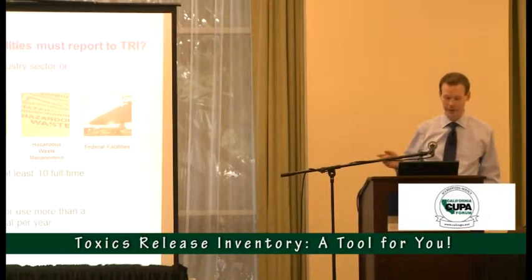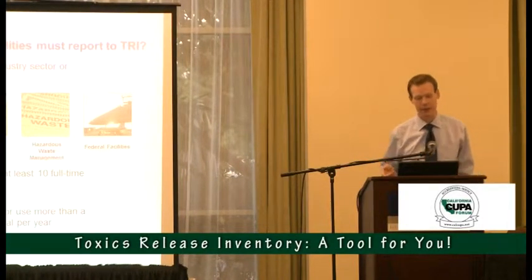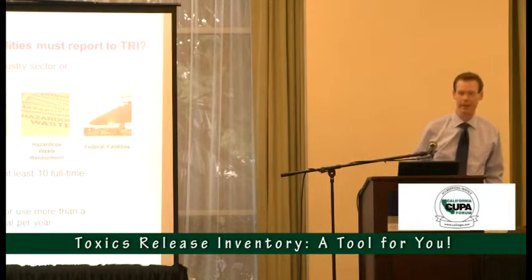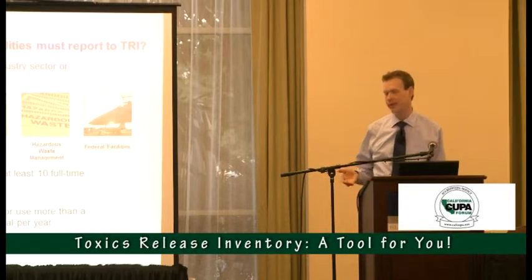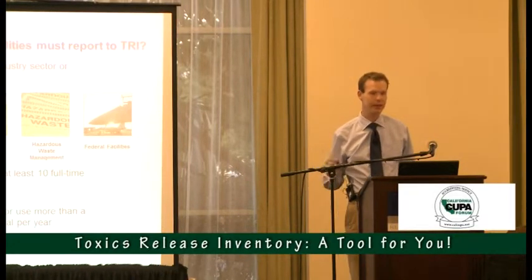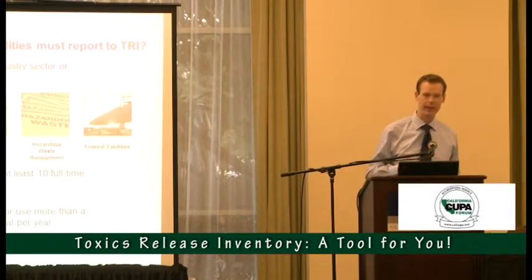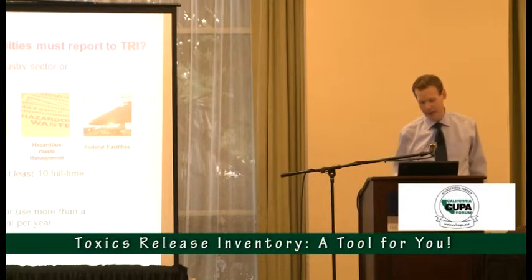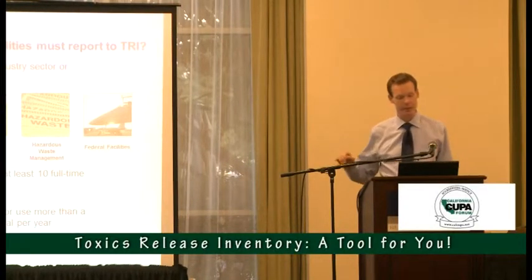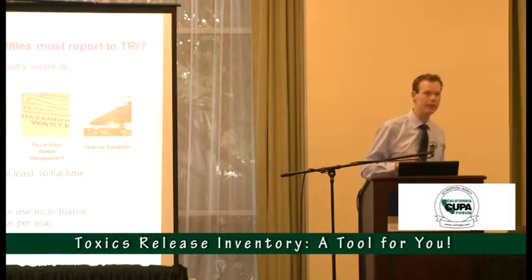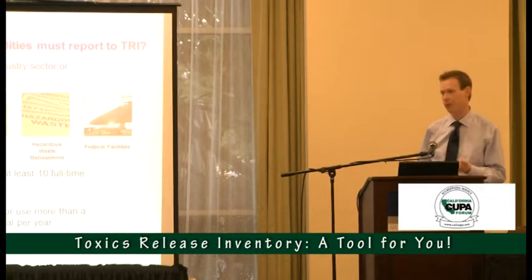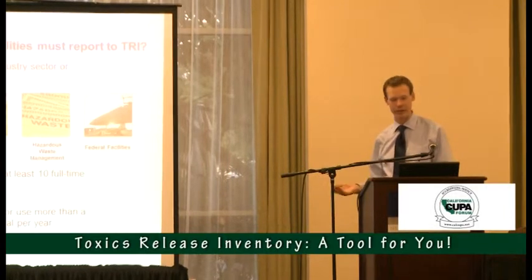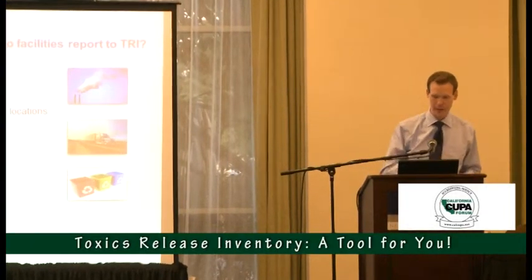In addition, all facilities must have the equivalent of 10 full-time employees or 20,000 hours during the course of the year. And this eliminates a lot of the smaller mom-and-pop facilities, but then does capture the larger facilities. In addition, facilities must manufacture, process, or otherwise use a certain amount of TRI toxic chemicals during that reporting year, and we'll discuss these thresholds later.